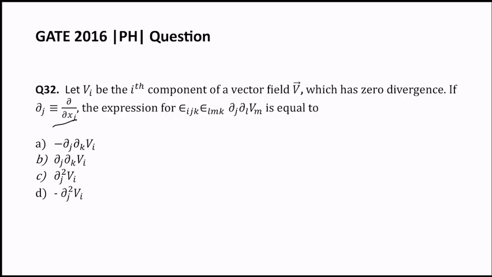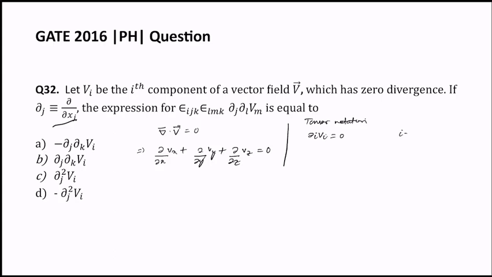First of all, in the question they have given the information that the divergence of V is 0. That means del by del x Vx plus del by del y Vy plus del by del z Vz is equal to 0. This is what a divergence looks like in a three-dimensional Cartesian coordinate system. Similarly, in tensor notation, we write the divergence of V as del i Vi is equal to 0, where i is 1, 2, 3 in a three-dimensional Cartesian system.